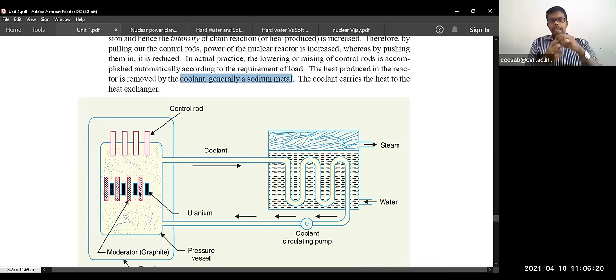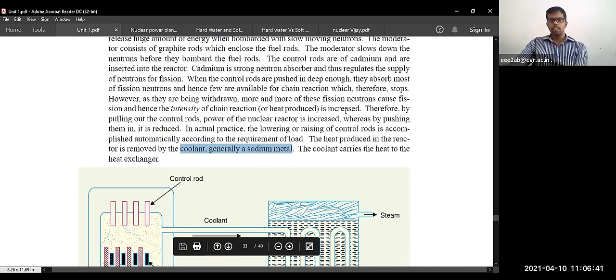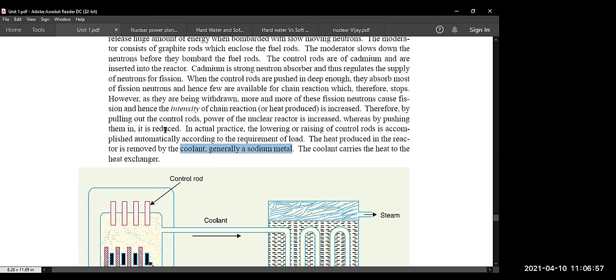In the same way, if you take this control rod away from the nuclear rods, that is the fuel rods, the fission reaction will be more, and then automatically the power generation here will also be more. Therefore, by pulling out the control rods, the power of the nuclear reactor is increased, whereas by pushing them in, the power generation will be reduced.